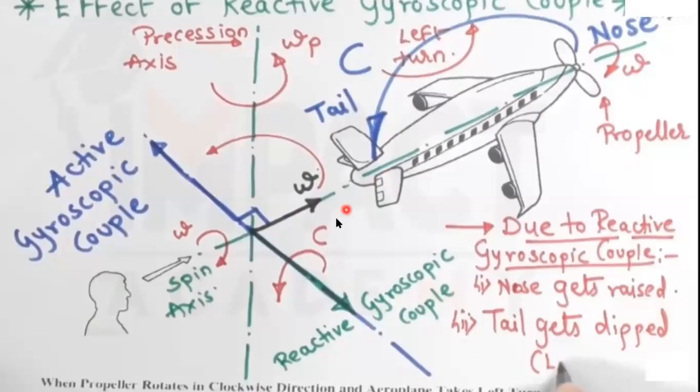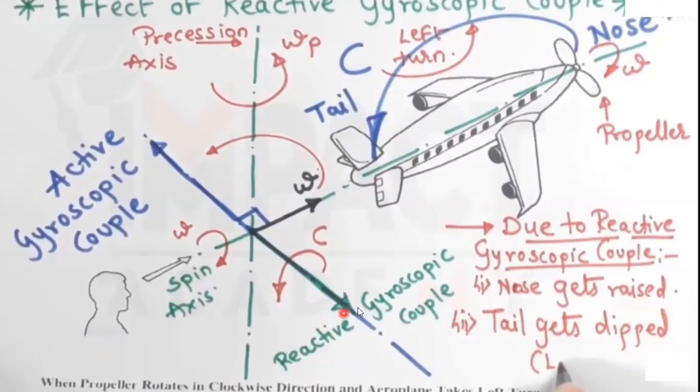So automatically, view from the viewer point itself and mark the active gyroscopic couple to the left side of you. Left side of you, mark the gyroscopic couple. On the opposite side, we will be getting the reactive gyroscopic couple. Here we got a precession axis. Due to the left turn, we are getting a precession axis. This omega p is the angular velocity of precession. Now just keep your right thumb to the reactive gyroscopic couple.